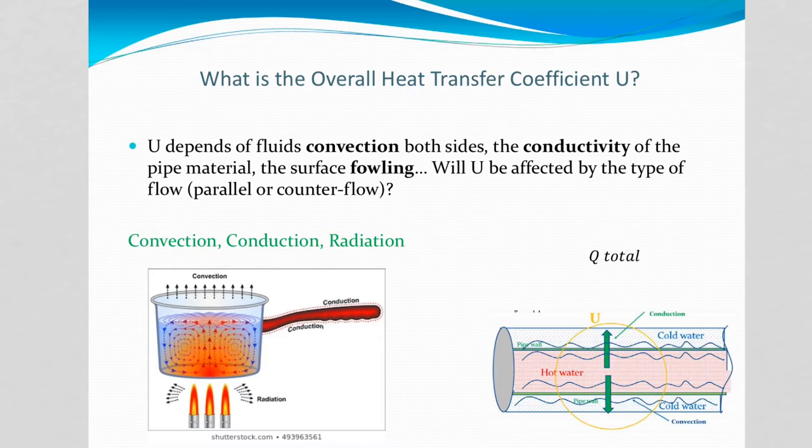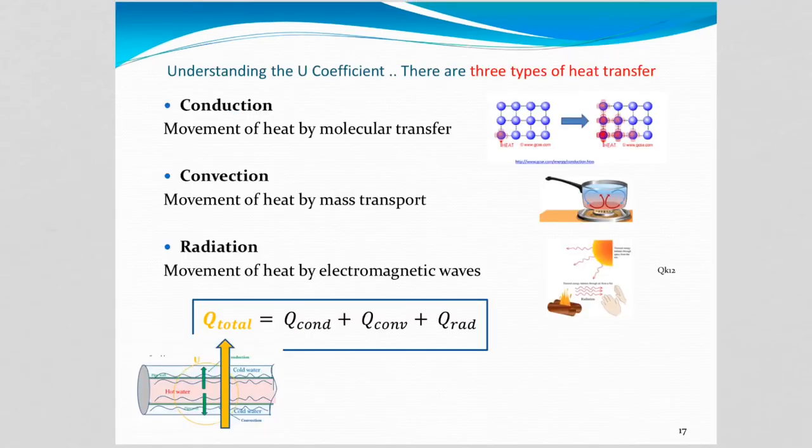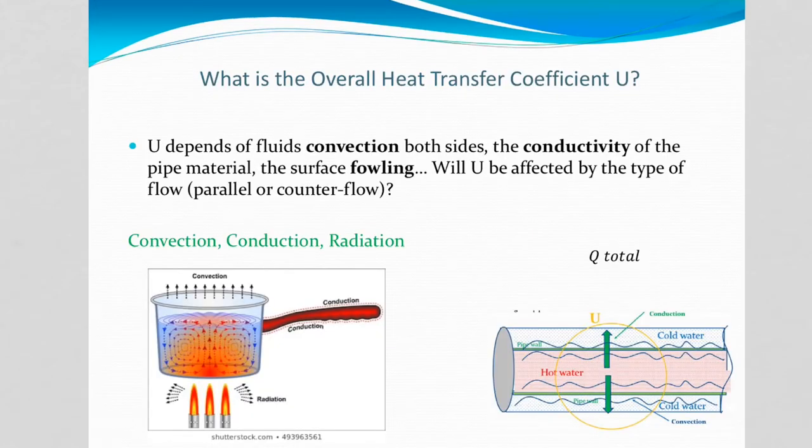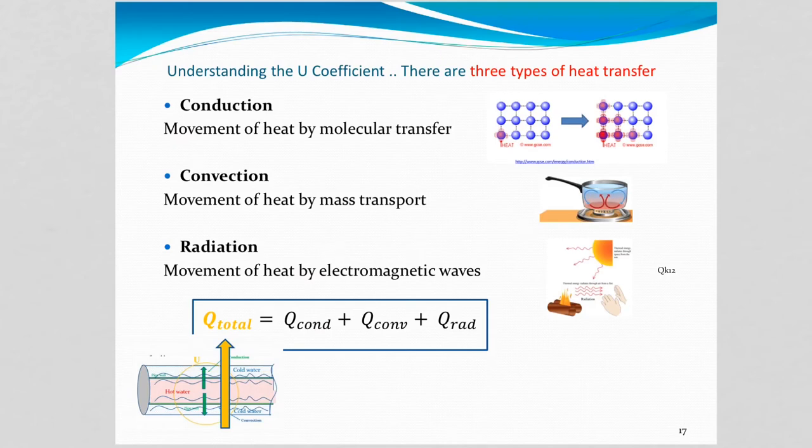Let's talk a little bit about convection, conduction, and radiation more in depth. There are three types of heat transfer. You've got conduction. Here's a little sketch showing what conduction is about. It's a movement of heat by molecular transfer. It's what you feel on a poorly insulated pan handle when it becomes too hot. It's conduction, a molecular transfer. You see heat is applied here, and so all the molecules start vibrating until they change energy level.